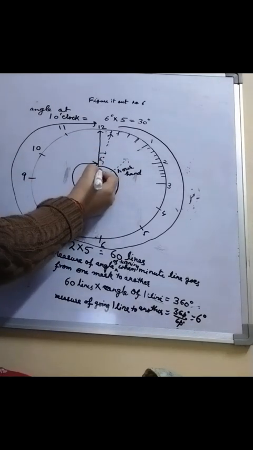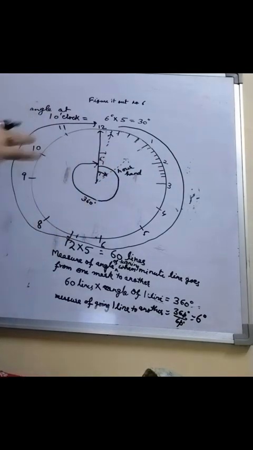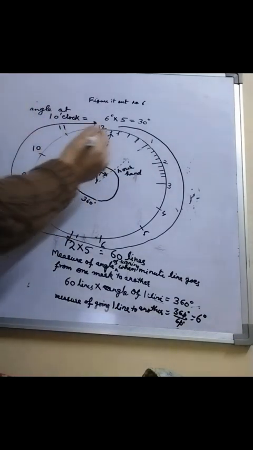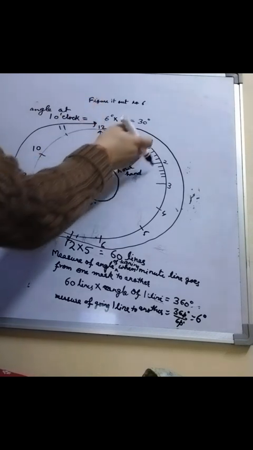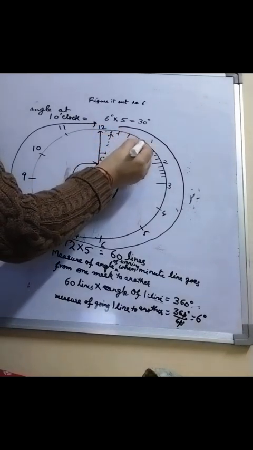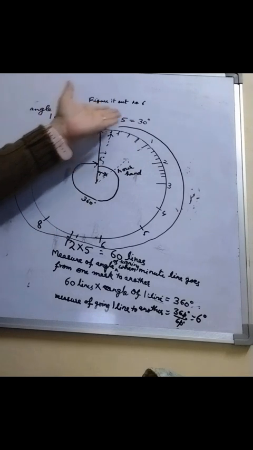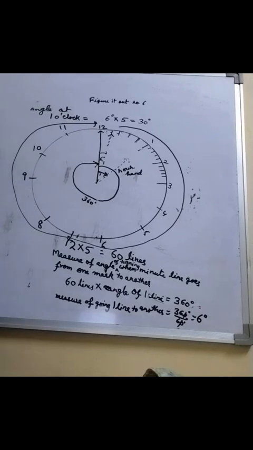Now it is asking what is the angle when the hour and minute hands make the time 1 o'clock. The minute hand would be at 12 and the hour hand would be at 1. So how many lines are there? 1, 2, 3, 4, 5. So you get 6 into 5 is equal to 30 degrees. The hands of a clock make different angles, and it has asked at 1 o'clock why it is 30 degrees. So this is the first part.